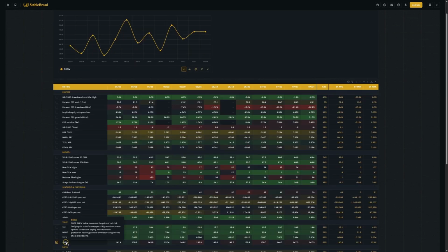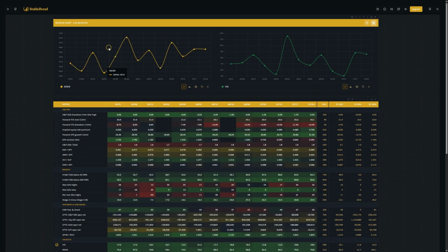Lastly, we have skew, and it measures what traders are paying specifically for crash protection, meaning options that only pay off in a severe drop. The useful part is that the skew can be high while the VIX is low, which you could consider to be a calm market with expensive insurance underneath. Readings above 150 have historically come before sharp declines.